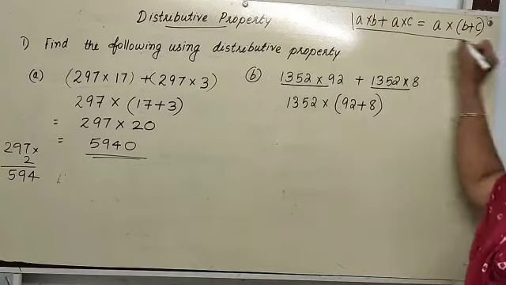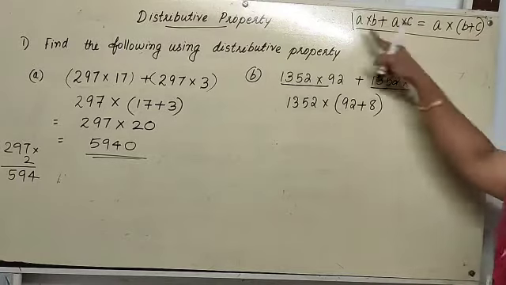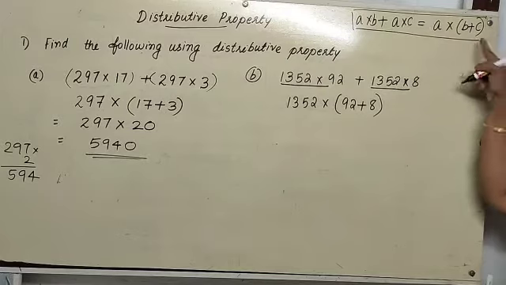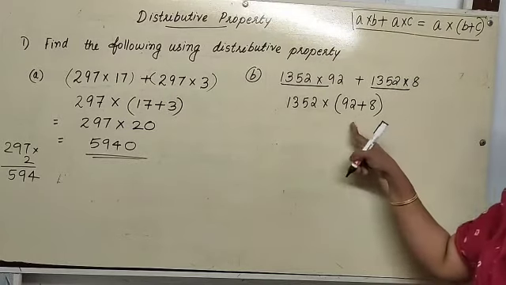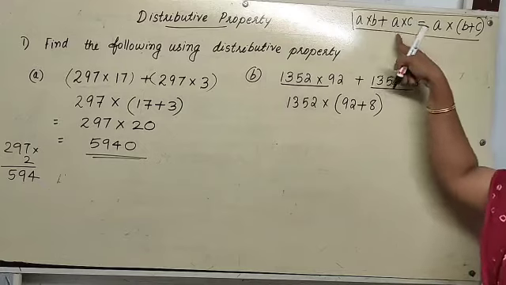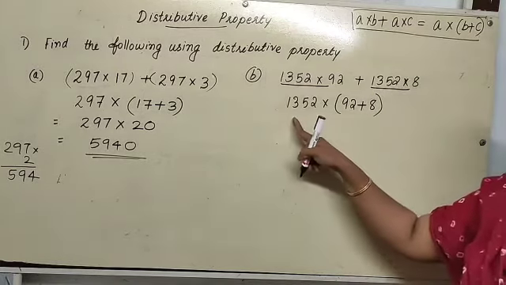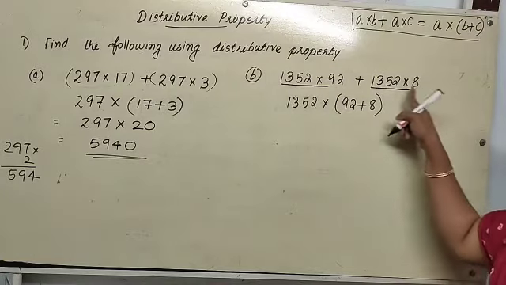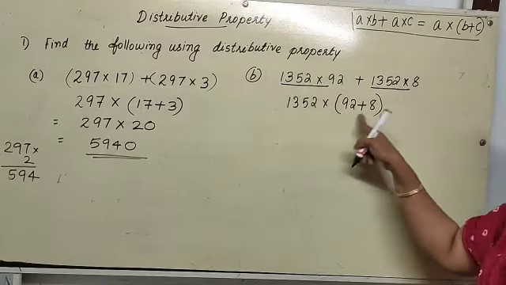This is the formula we are using here: A into B plus A into C is equal to A into (B plus C). The formula which we use here, A into (B plus C) is equal to A into B plus A into C. So we are taking that formula here.